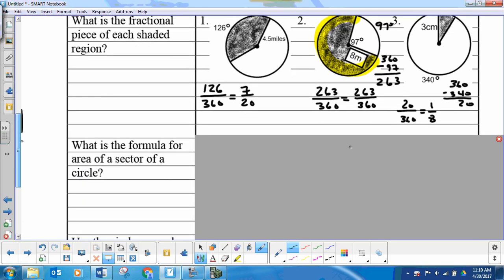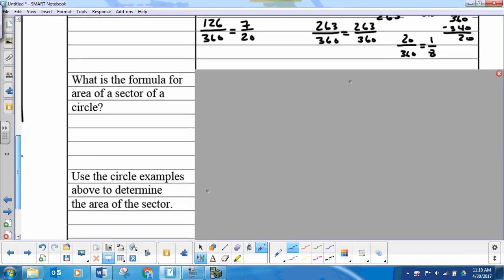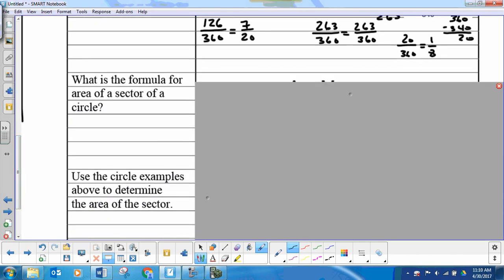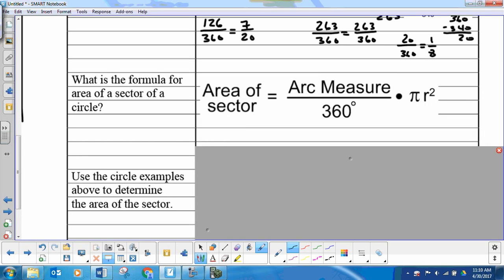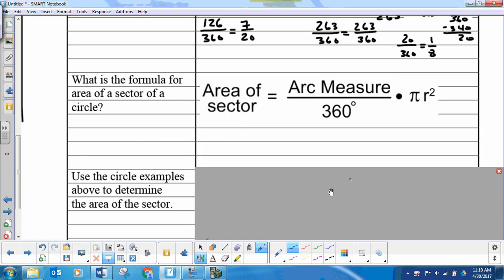So let's take a look at the formula for sector, and then you guys can do some examples. What is the formula for the area of a sector of a circle? Well, it's very similar to our arc length. Okay, we've got area of the sector, and I might write it as A of the S, or SEC, however we want to do it to designate that that's what we care about, is equal to the arc measure divided by 360.